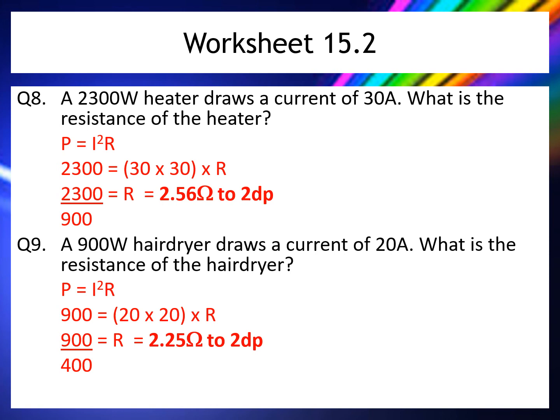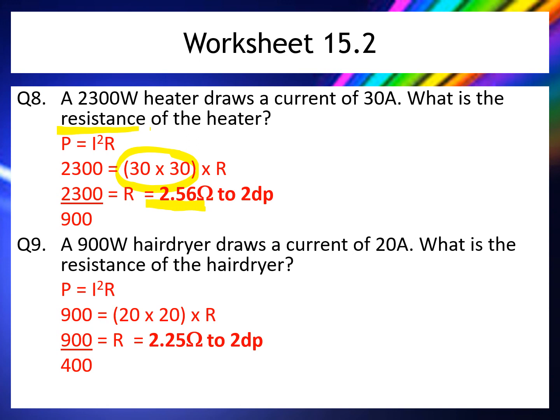So question 8 is much the same. We've got a 2300 watt heater drawing a current of 30 amps. We're asked to find the resistance. So again, we put our equation down, put the numbers in. Don't forget to square I here. So we end up with 2300 is equal to 900 times R, divide through, and we end up with R is equal to 2.56 ohms to 2 decimal places.